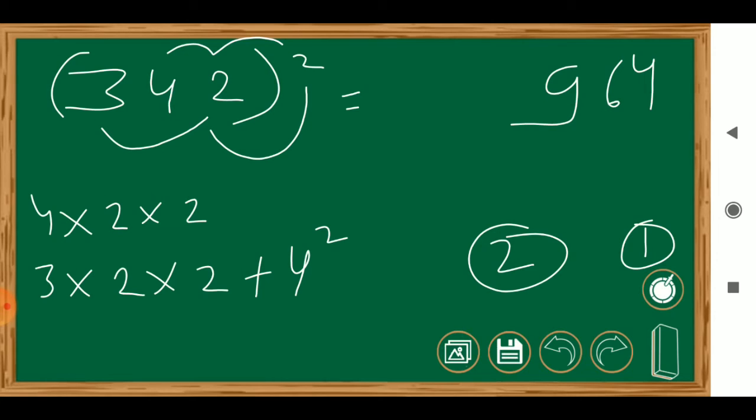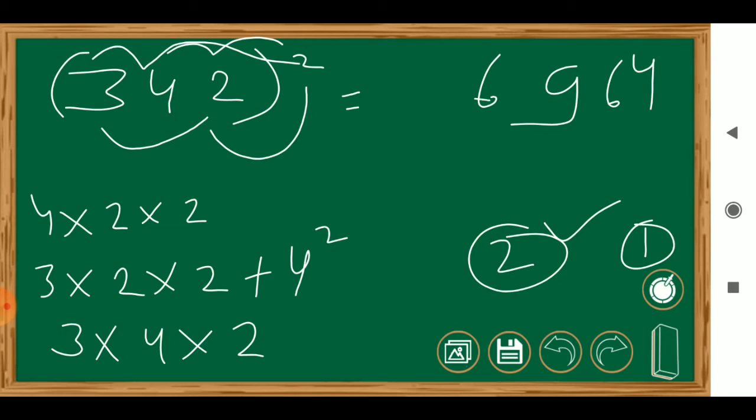Fourth step, we multiply 3 into 4 into 2. Then 3 times 4 is 12, times 2 is 24. 24 plus 2 is 26: 6, and 2 carry again.